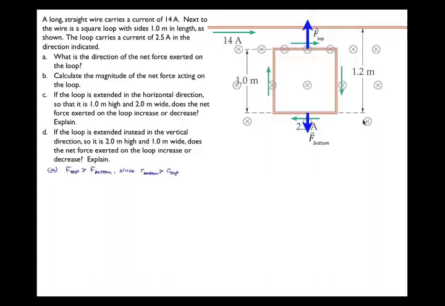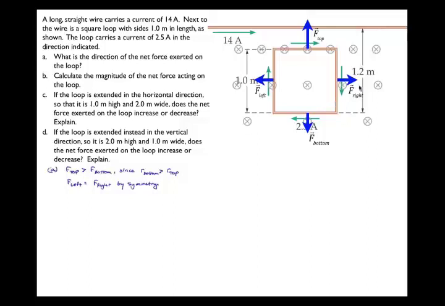So the force on the top of the wire, as we previously worked out, is in the upward direction. The force on the bottom part of that loop is in the downward direction. But since the bottom part of the loop is further away from this current carrying wire than the top is, the force on top is greater than the force on the bottom.